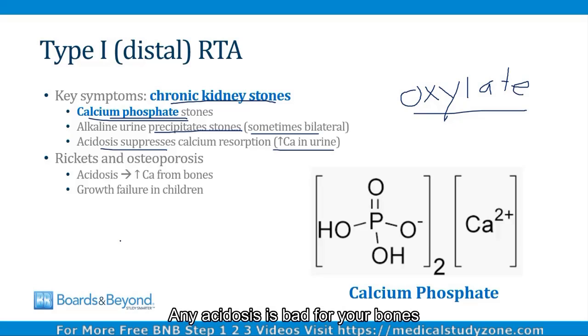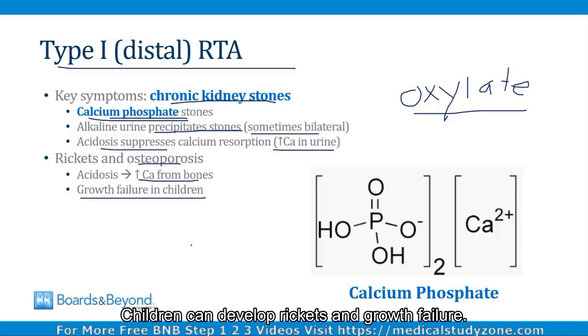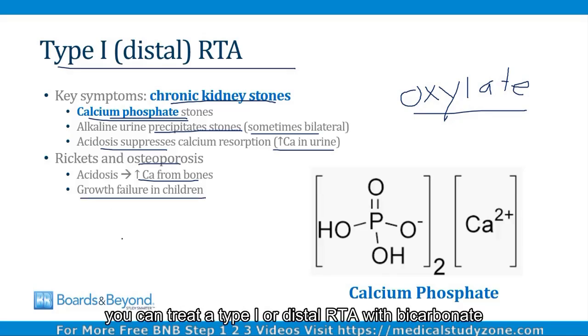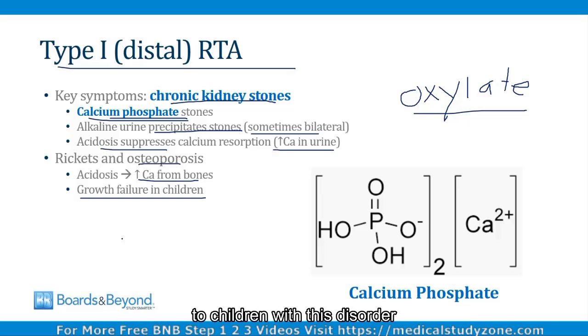Any acidosis is bad for your bones because when there is acidosis, your bones will buffer the acid in the blood and more calcium will come out of the bones. But this is especially bad in type 1 or distal RTAs because the pH can get so low due to that very low bicarbonate. So adults can develop osteoporosis, children can develop rickets and growth failure. And so, as we'll talk about later, you can treat a type 1 or distal RTA with bicarbonate, and pediatric nephrologists give lots of bicarbonate to children with this disorder, and the reason is to protect their bones and ensure that they grow normally.